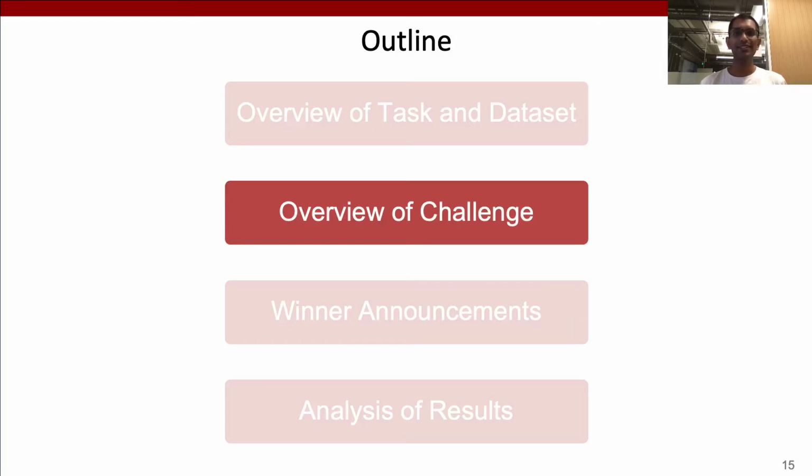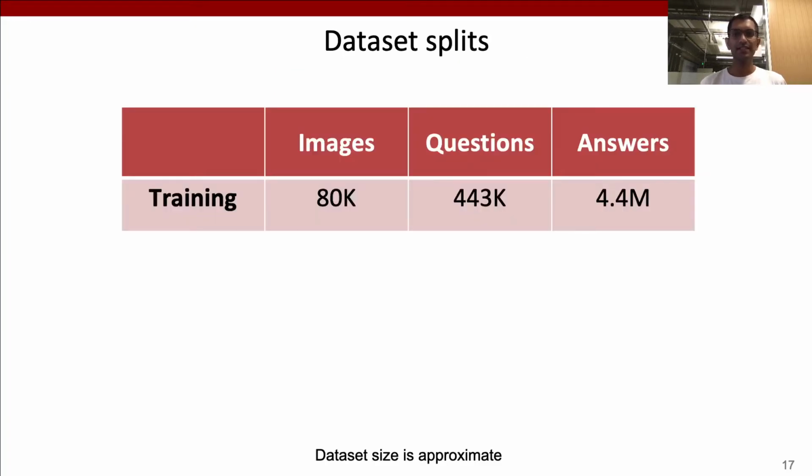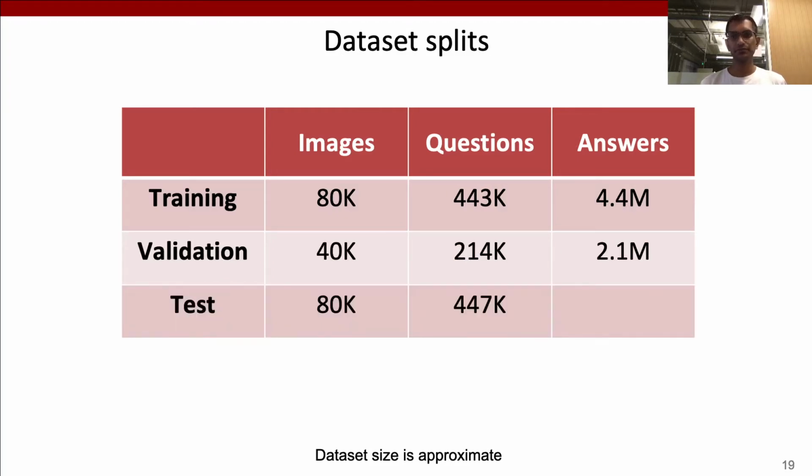Now let us look at some details about the challenge. This year, the VQA challenge was hosted on EvalAI, same as the last 4 years. The training set consists of 80,000 images and 443,000 questions. The validation set is about half the size of the training set. The test set is about the same size as the training set. The test annotations are not publicly released. Now let us look at the test set in more detail.